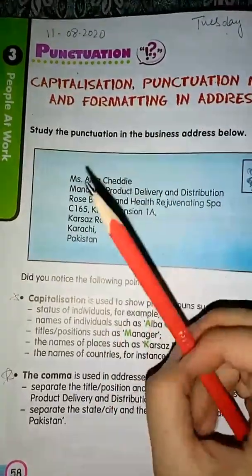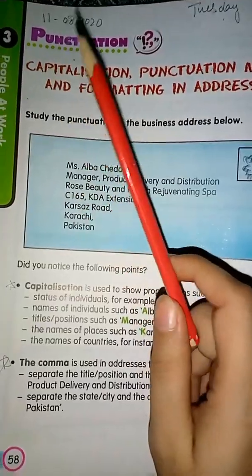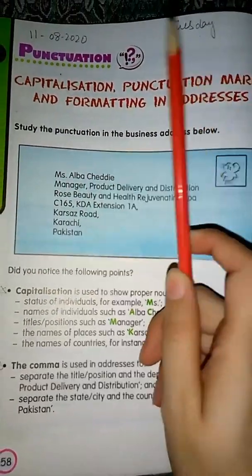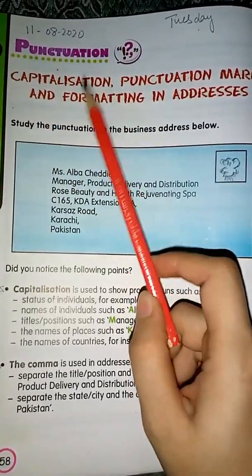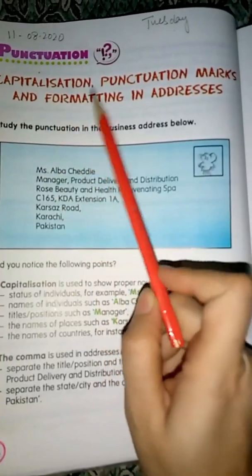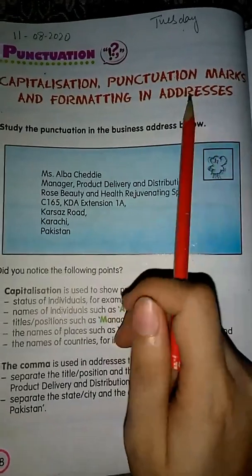Today we are going to do textbook work. Open your page number 58 and also take out your pencils. Mention the date on your page. Today is 11/8/2020 and the day is Tuesday. Today we are going to do the topic of punctuation, that is capitalization, punctuation marks and formatting in addresses.